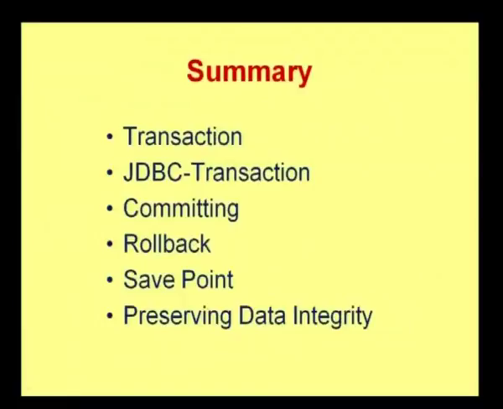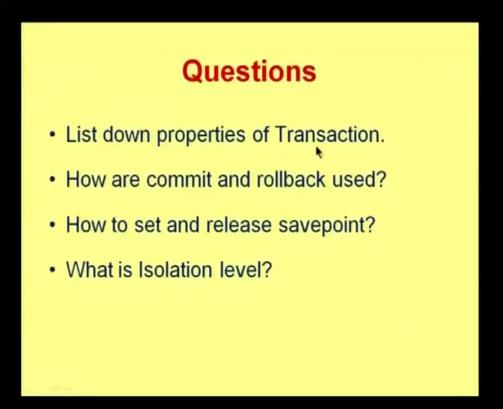So, as a summary, in this session we have seen how transactions are done in JDBC, what committing and rollback are, how to create save points and roll back to your save points, and also something about preserving data integrity and about isolation levels. From this session we will be able to list the properties a transaction should hold, how commit and rollback are used, how to set and release a save point, and what the isolation level is.